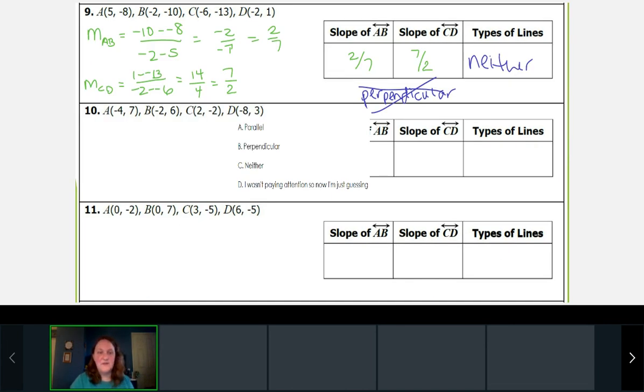Number 11, let's calculate the slope of AB and CD. If you're graphing it, go ahead and graph them. If you're using the formula, we'll use the formula. I'm going to use the formula.